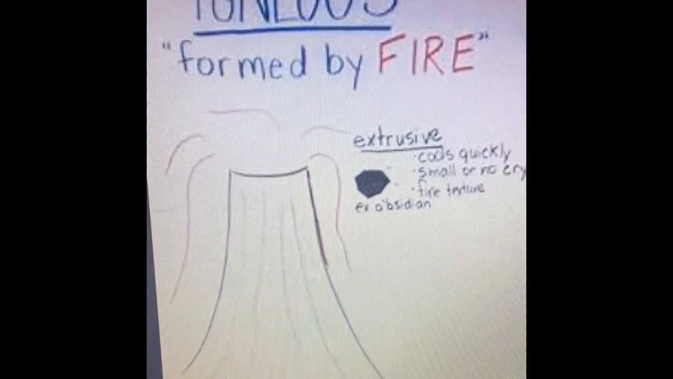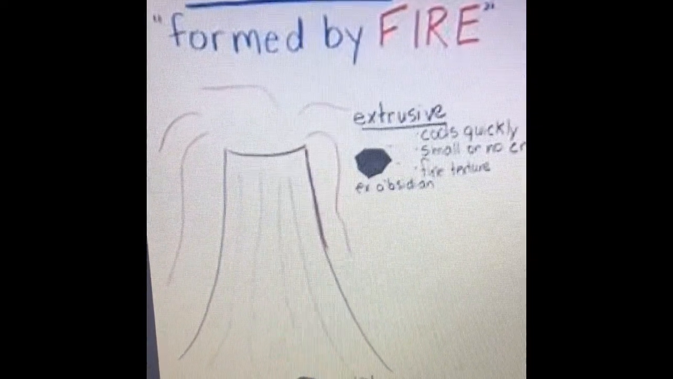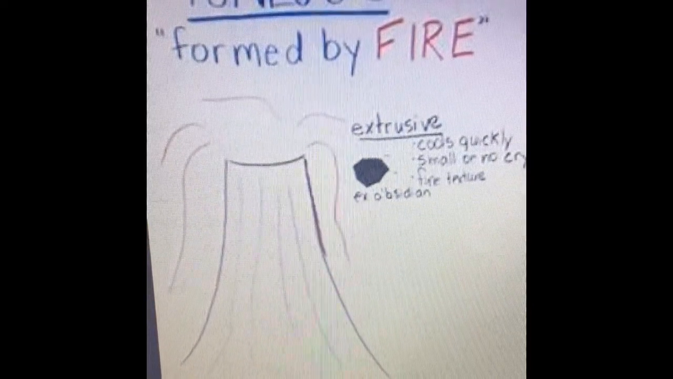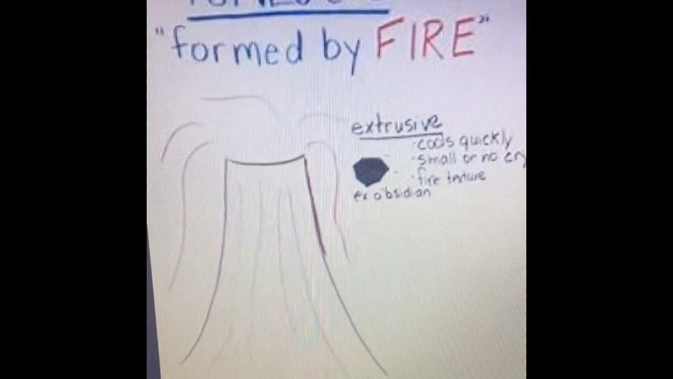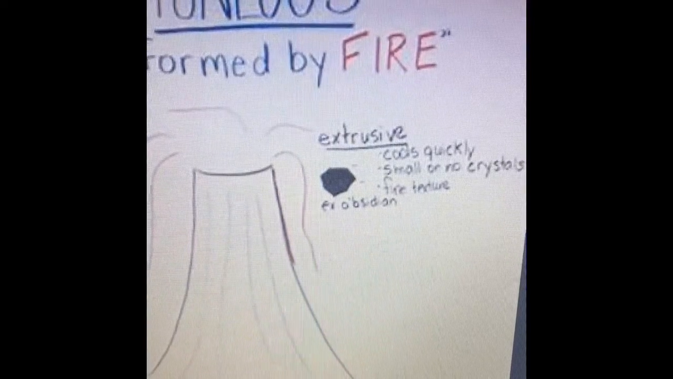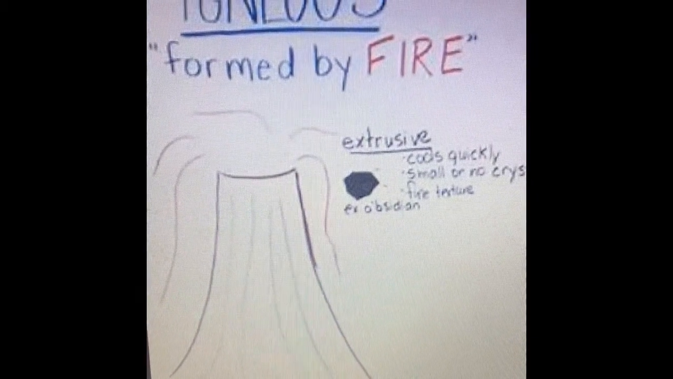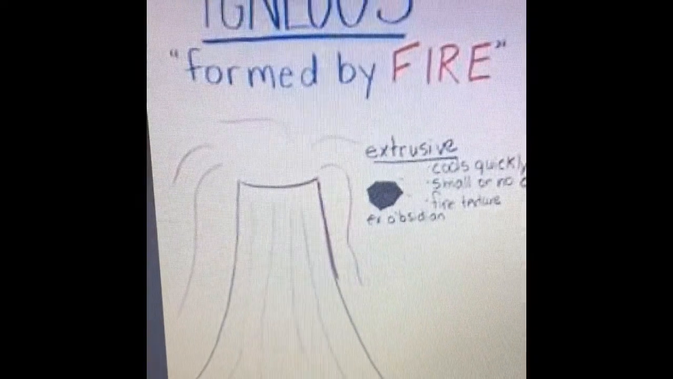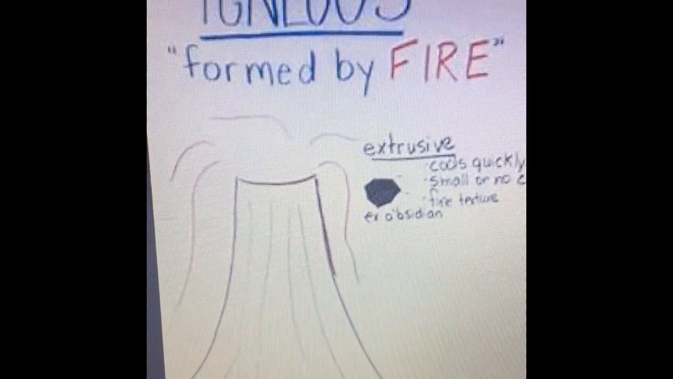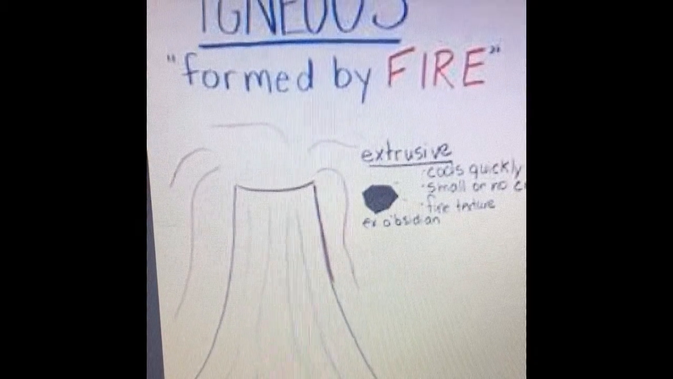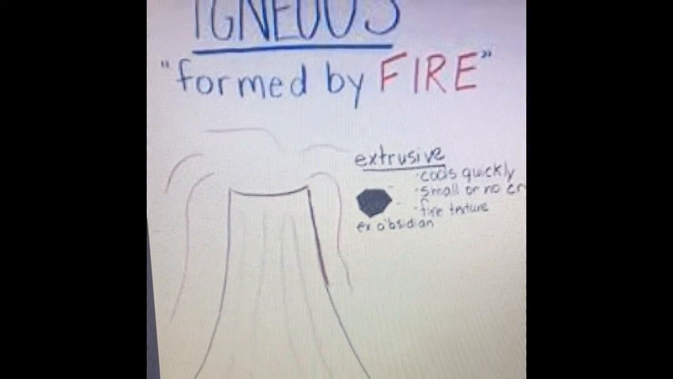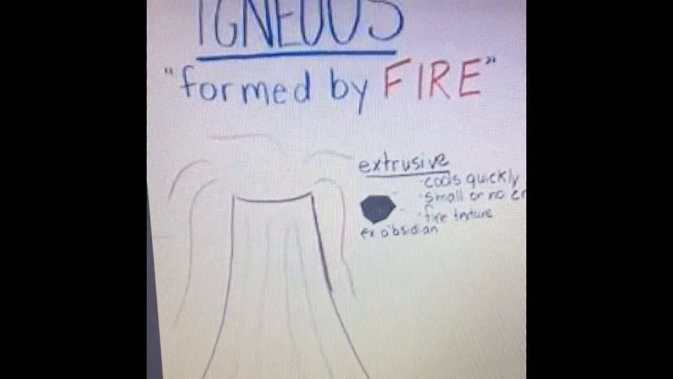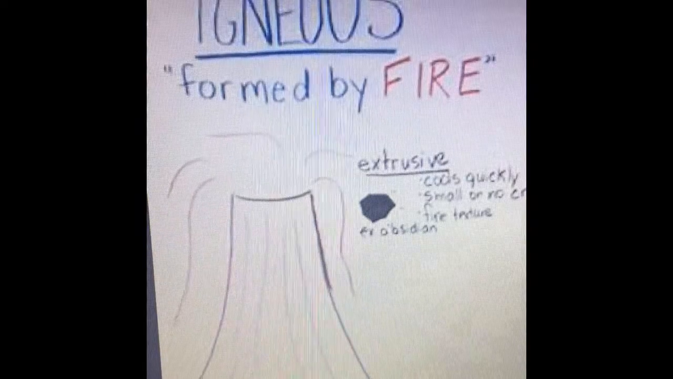Fire, ignite, igneous. So when it cools quickly, like when that clump of lava drops into the ocean or in water, it cools very quickly, so there are small or no crystals. And it's like a really shiny, glassy look to it, and that would be like obsidian. And then if it cools slowly, it doesn't have that nice smooth appearance. It has some large crystals in it, like granite or pumice, which some people use in health and beauty products.